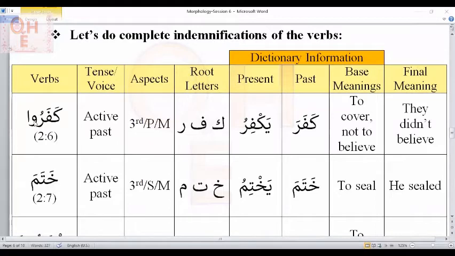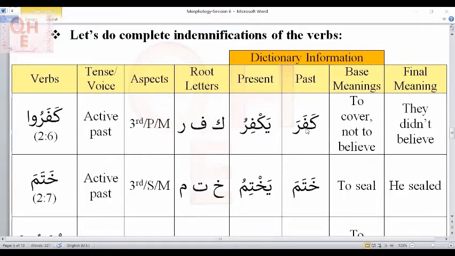Obviously from the suffix, you can tell this is a past tense and this is not kufi. So this is active past, like nasara, nasaru. This is active past. And from the suffix, you can tell this is third person plural male. If I exclude the suffix, what are the root letters? Kaf, fa, ra. And when I enter these root letters, the dictionary will give me the transliteration for the active past tense and we'll get kafara.